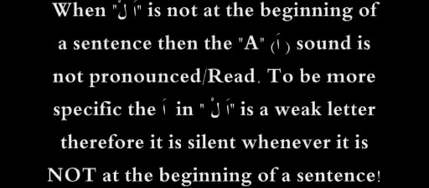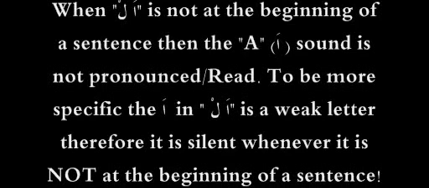Now in this part of the lesson, I'm going to give a few examples where the word al, i.e. the word the in Arabic, is not at the beginning of a sentence. Whenever this occurs, then the a sound, i.e. the alif with a fatha, is not pronounced or read. To be more specific, the a or the alif sound in al is considered to be a weak letter. Therefore, it is silent whenever it is not at the beginning of a sentence.